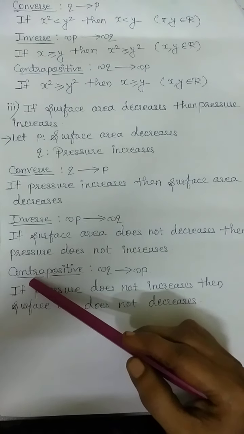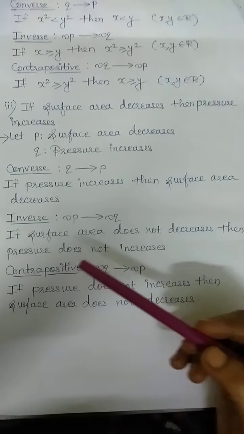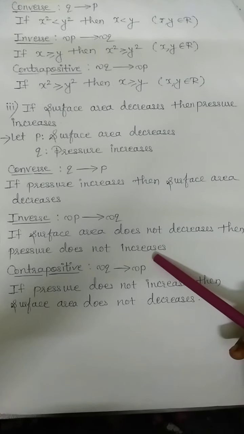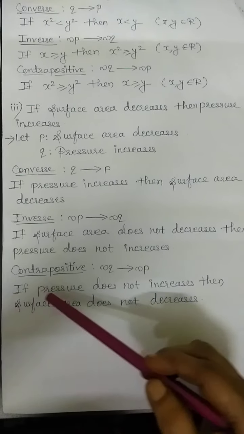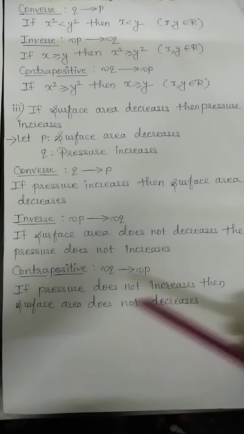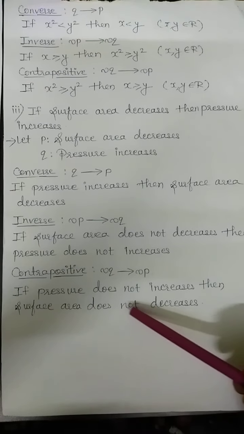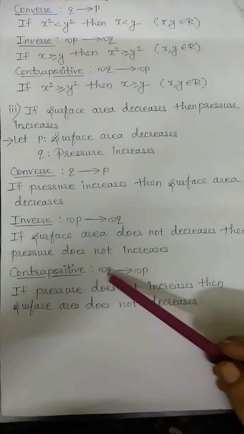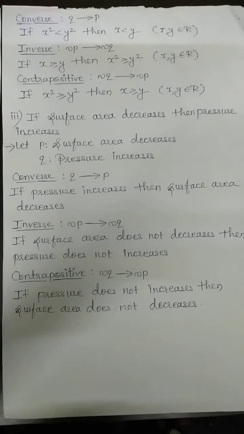Now we require the contrapositive. It is given by negation of Q implies negation of P. So if pressure does not increase, then surface area does not decrease, because at both the places we require negation.